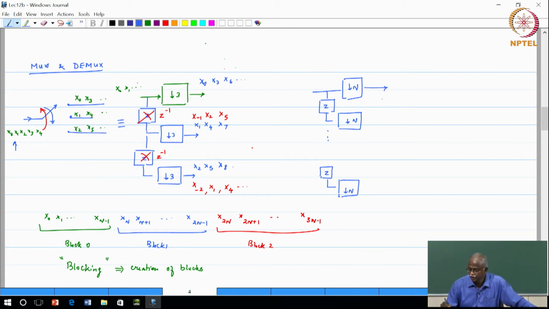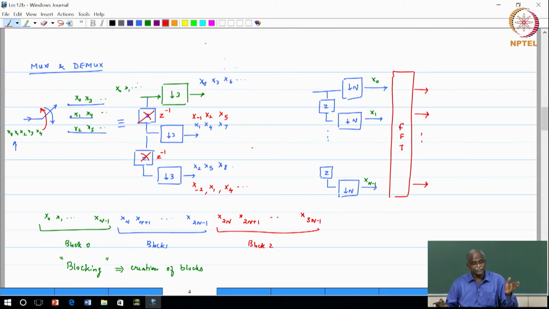Now, what is coming out at this point? Let us write down the first block. If this is x of 0, this will be x of 1, this will be x of n minus 1. So, what you do is put the DFT block here, DFT or FFT, that will produce the corresponding outputs which you can then compute. Next instant of time, what you need is the block starting with x of n, and that is exactly what will happen, because at the next instant of time, this will be x of n, this will be x of n plus 1, and this will be x of 2n minus 1.